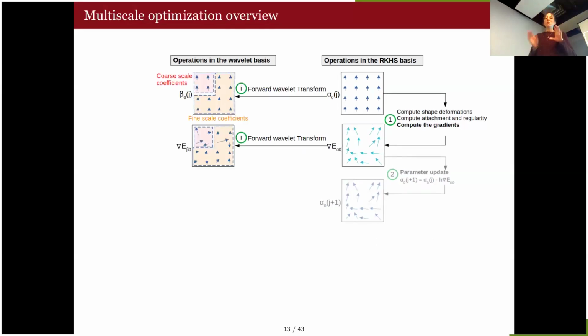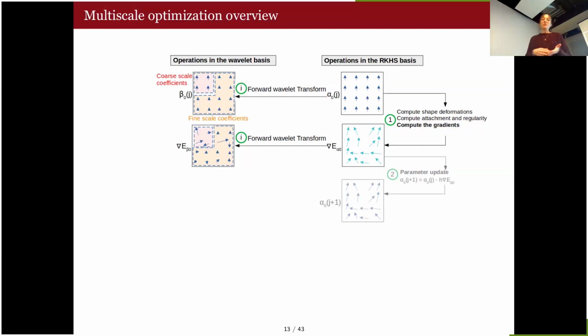Our original algorithm was actually defined in the RKHS basis that I already presented. Now we are going to perform some operations in the wavelet basis by using the forward wavelet transform. First of all, we introduce the coefficients beta of 0, which are simply the wavelet coefficients that correspond to the initial momentum vectors. These coefficients are equivalent to the momentum vectors, in the sense that our momentum vectors can be seen as coefficients in an RKHS basis, and the wavelet coefficients as coefficients in a wavelet basis, but the two representations are of course equivalent, and you can go from one to the other.